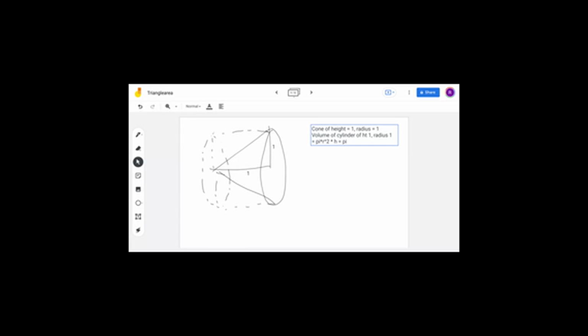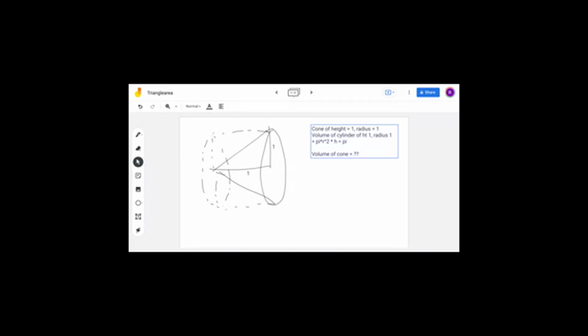Is it going to be less than the volume of the cylinder? Yes, sir. Is it going to be half of it? So volume of the cylinder was pi. What is the volume of the cone? Volume of cylinder is pi r square h, sir.